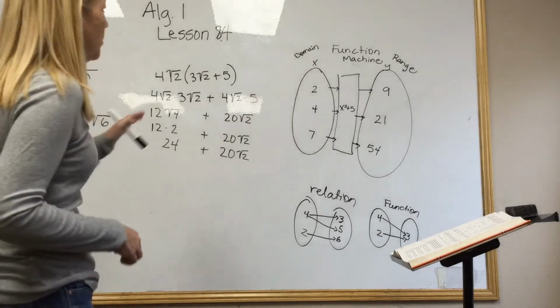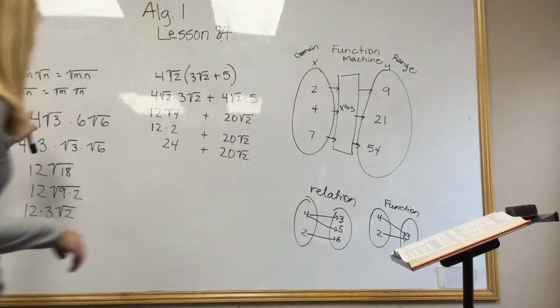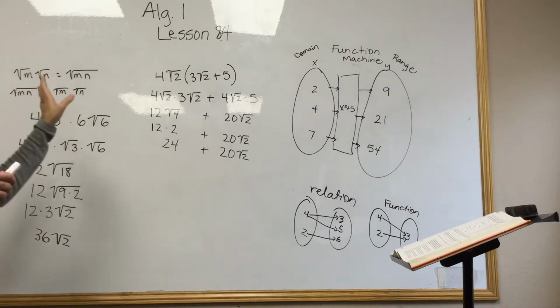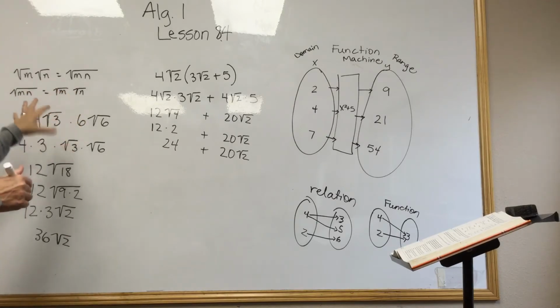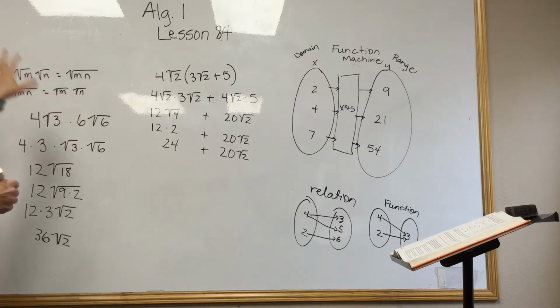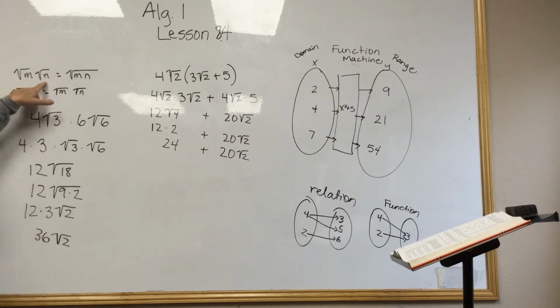Okay, lesson 84 has two parts to it. So let's do this one first. This is on multiplying square roots, or numbers under radicals. And we've done this before, but just to review real quick, if I have the square root of m times the square root of n, you could equal it to the square root of m times n.